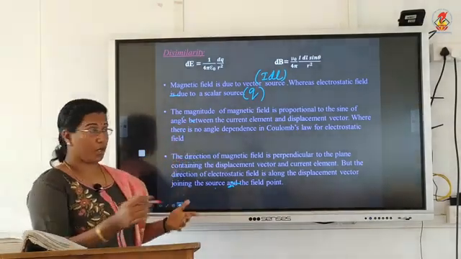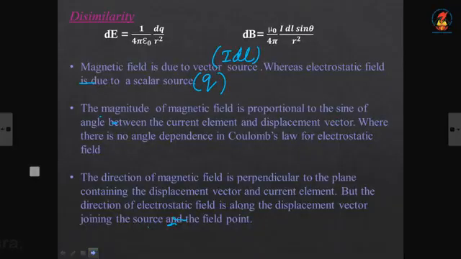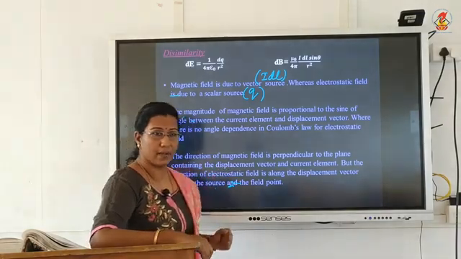Second, the magnetic field is proportional to sine theta, which is the angle between the current element and the displacement vector, whereas there is no such angle dependence in the case of Coulomb's law for electrostatics. Now, the third point is very important.